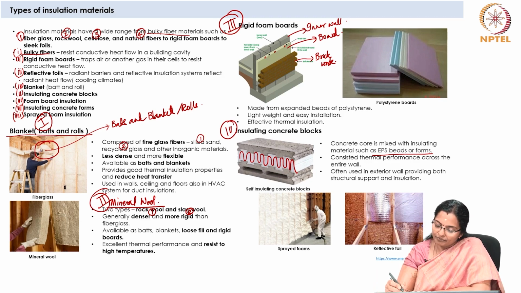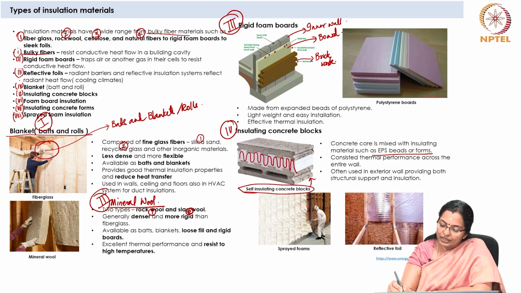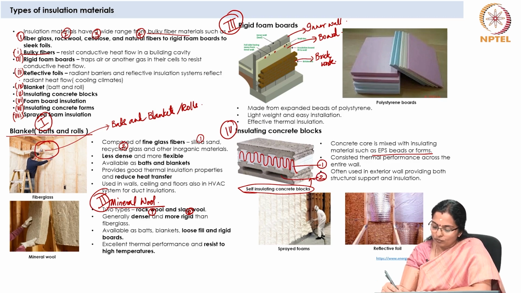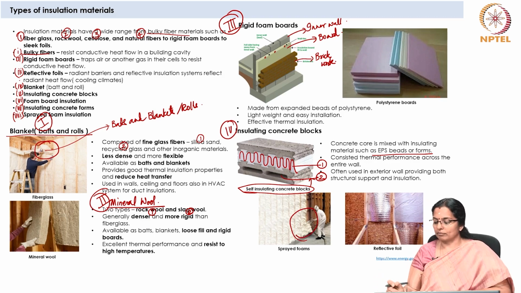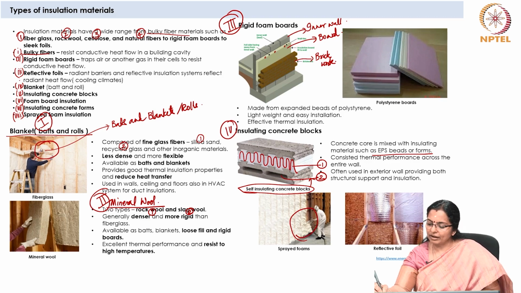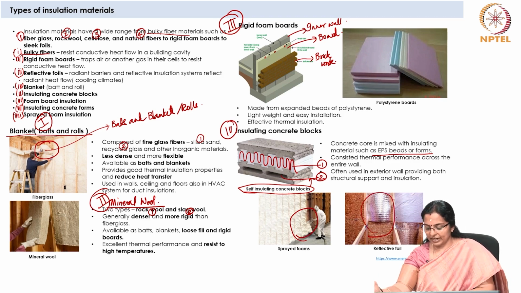Here you can see self-insulating concrete blocks. The block itself has two layers of insulation. This is the first layer and this gap also acts as an insulant. Then sprayed foam is shown here where the insulation is sprayed with a gun on the wall. And here you have another type which is the reflective foil.